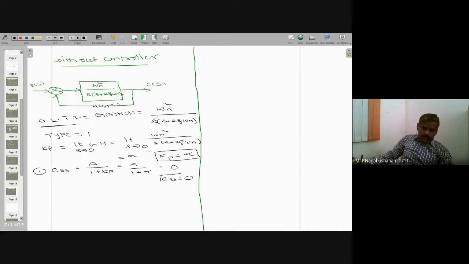Yes, for step input, steady state error is 0. Next one, assume it is a 2. This is the first. Next, I'm going to check the third one.